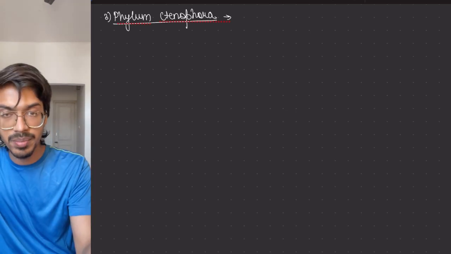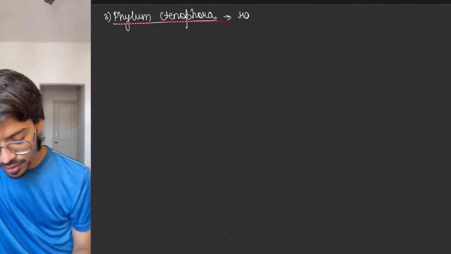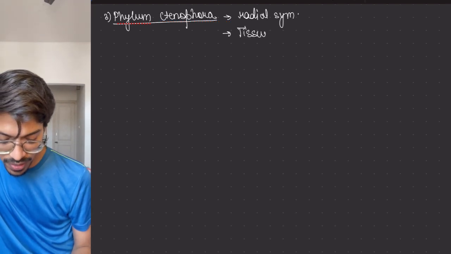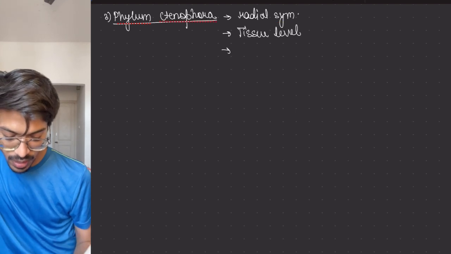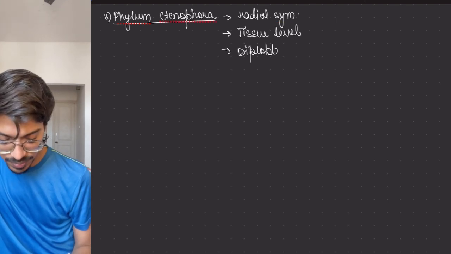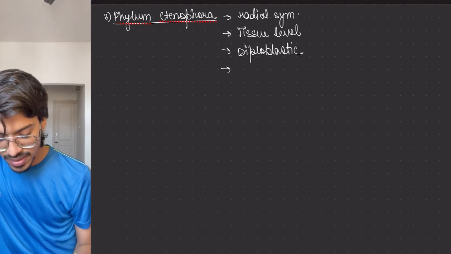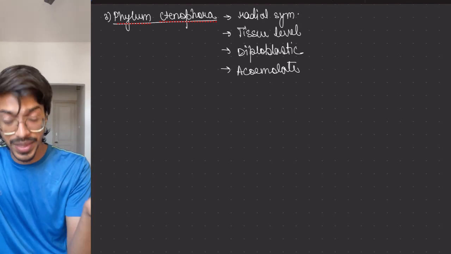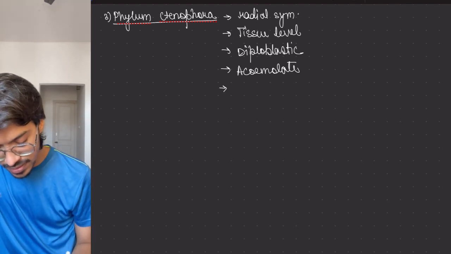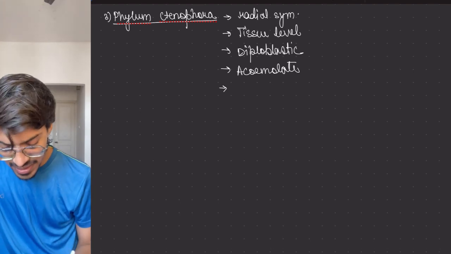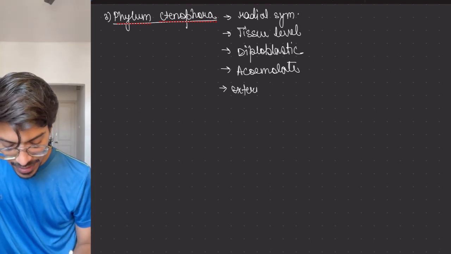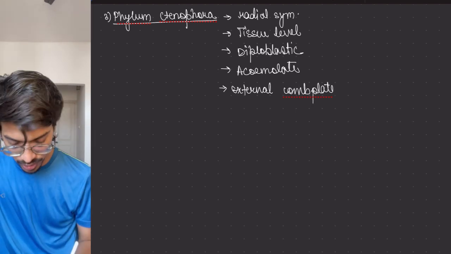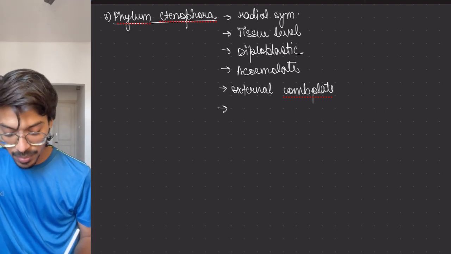First of all, they are exclusively marine. Okay, only present in the marine. They have what? Radial symmetry. They also have tissue level of organization. Then they are also diploblastic. After being diploblastic, the next is they are also acoelomate. Just keep on remembering what is happening with them. After being acoelomate, the next thing is their characteristic property. On the external side, they have 8 rows of cilia. So that is called comb plates, which help in what? Locomotion.